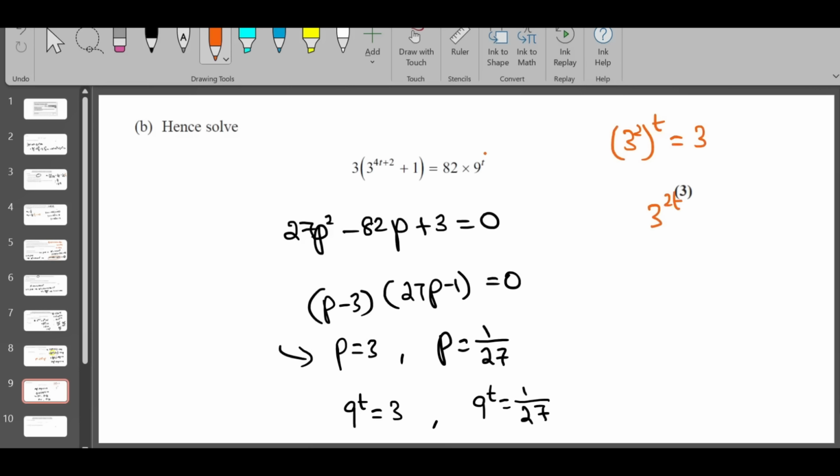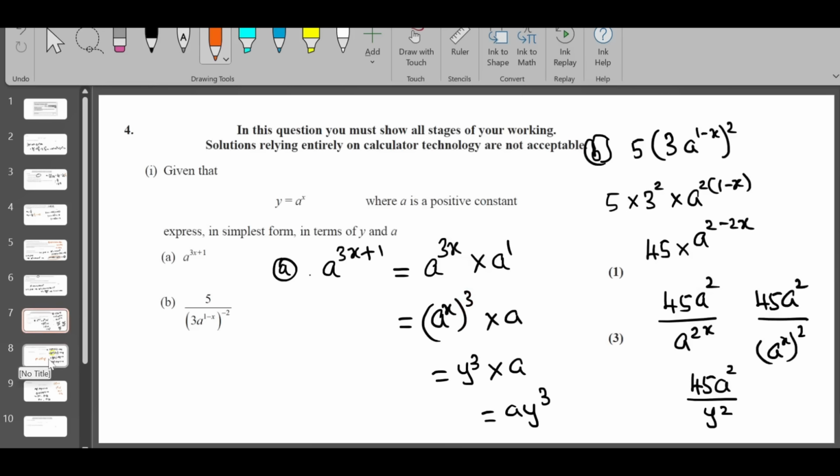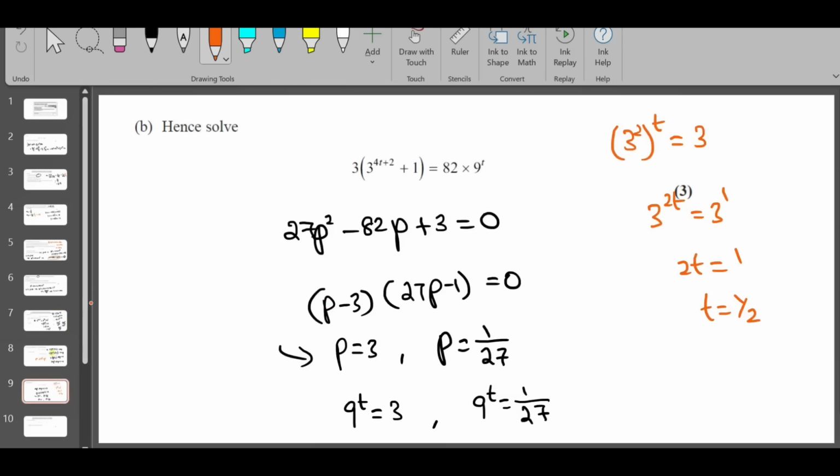So 3 power 2t is 3 power 1, so 2t is 1. So you'll get t is equal to half. That's one solution. But when you get the solution, always go back and read the question. Sometimes they will mention something like t is positive, t is an integer. Nothing is mentioned in this question. So this is one of the solutions.